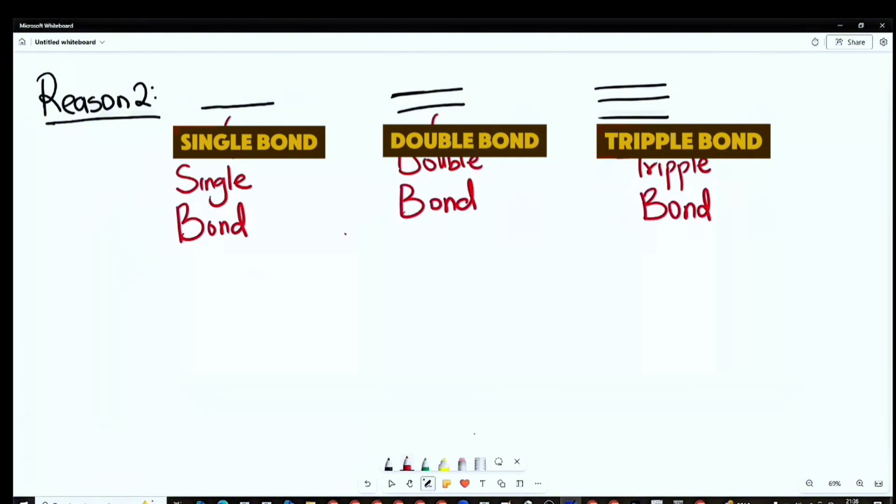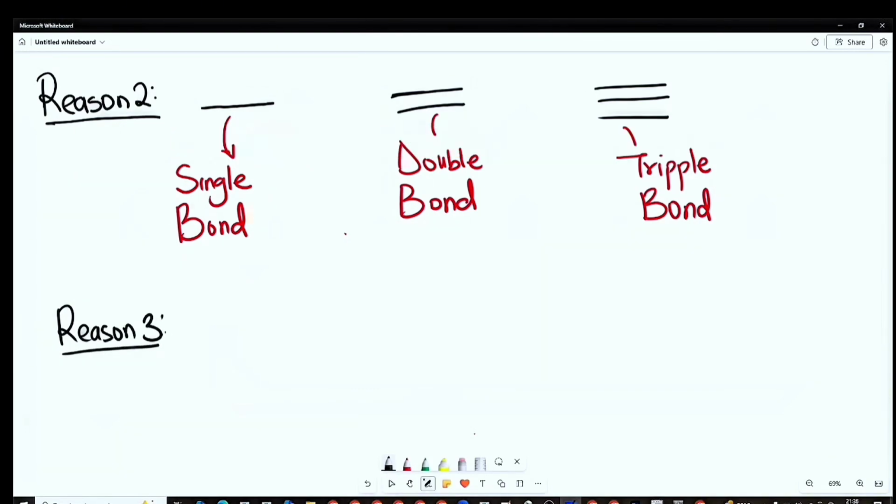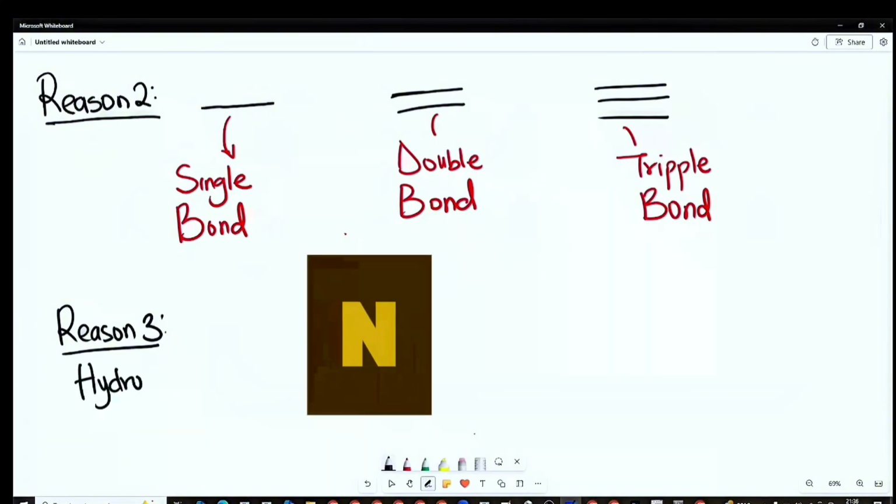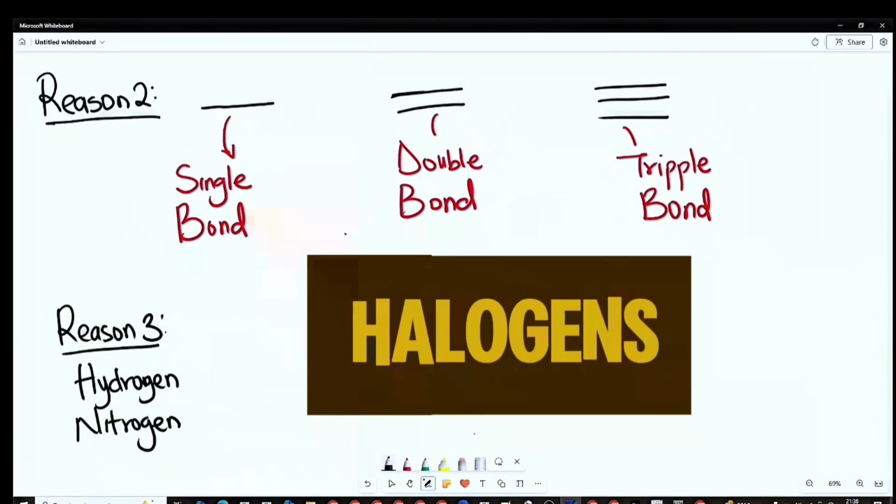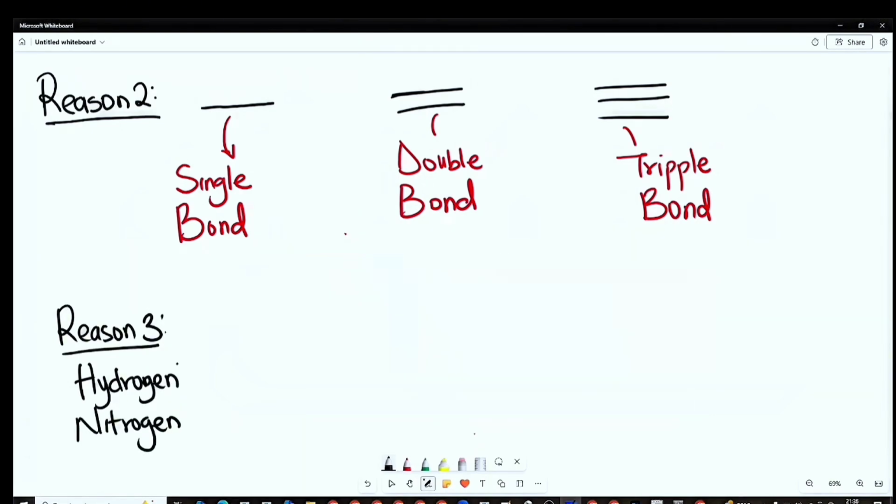The reason number three as to why carbon atom is very important in organic chemistry is that carbon has the ability to combine with hydrogen, nitrogen, and halogens, right? It has the ability to combine with hydrogen, it has the ability to combine with nitrogen. It also has the ability to combine with the halogens. We are going to look at all of this, right? The halogens.